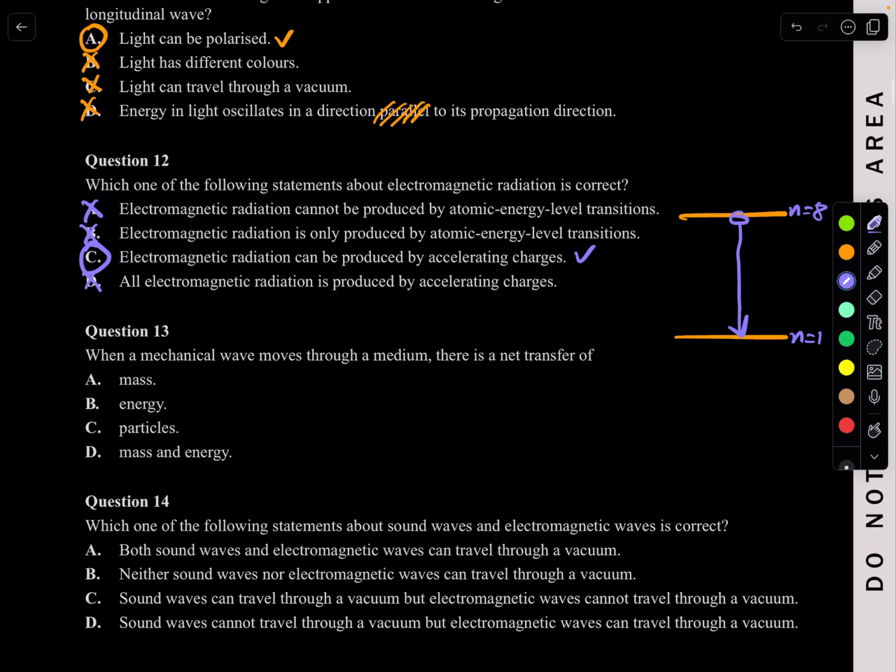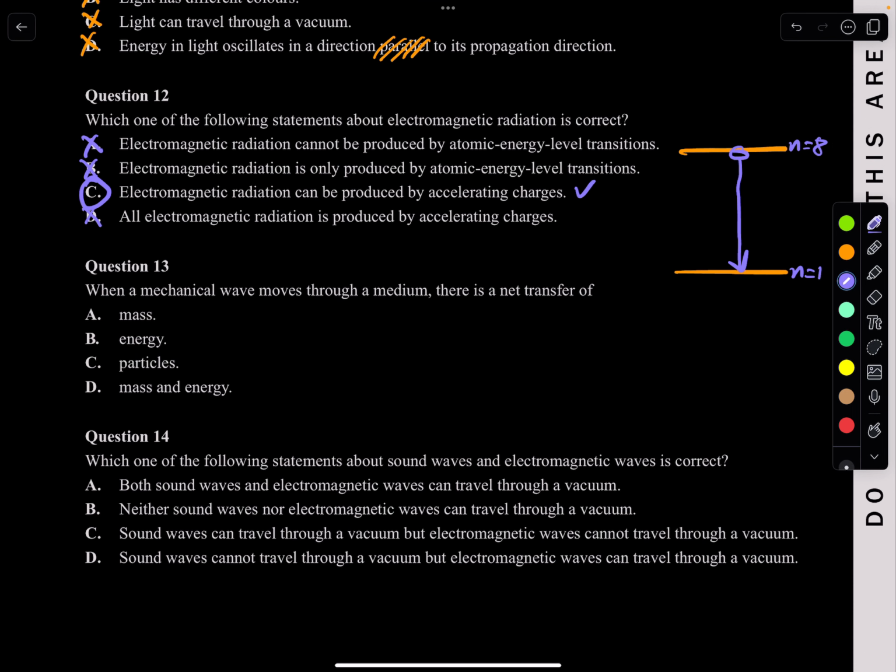Yeah, beautiful. Question 13. When a mechanical wave moves through a medium, there is a net transfer of what? You should know this. When mechanical waves move through a medium, there is only a net transfer of energy. Be careful, and here's why. Imagine, for example, you have a wave, and say this here is sand, and the wave is hitting it. The wave direction is going to the right. Remember, the wave direction is the energy. Energy is propagating.